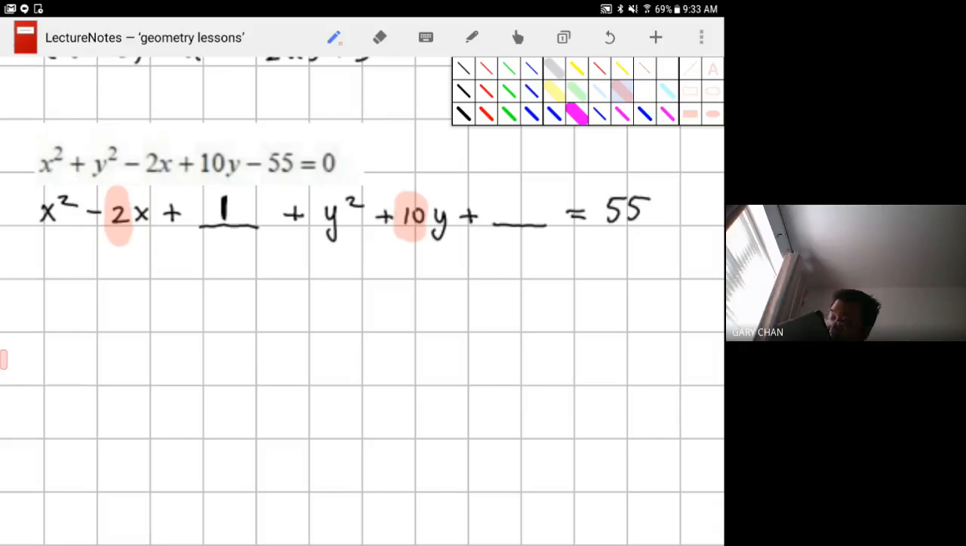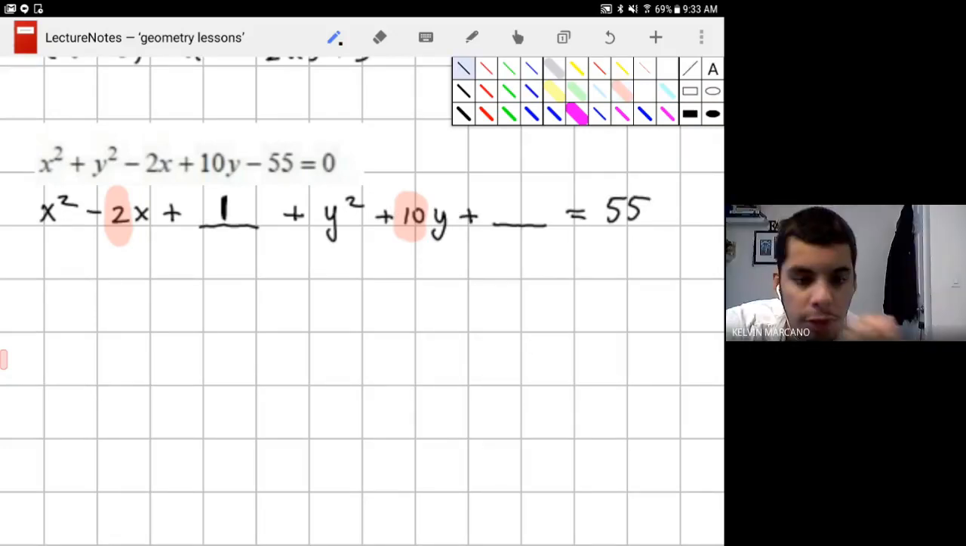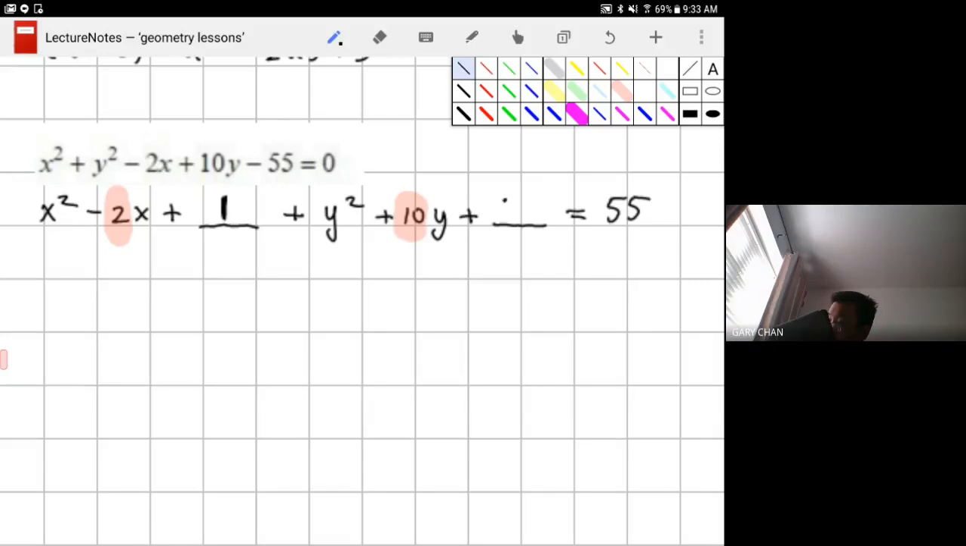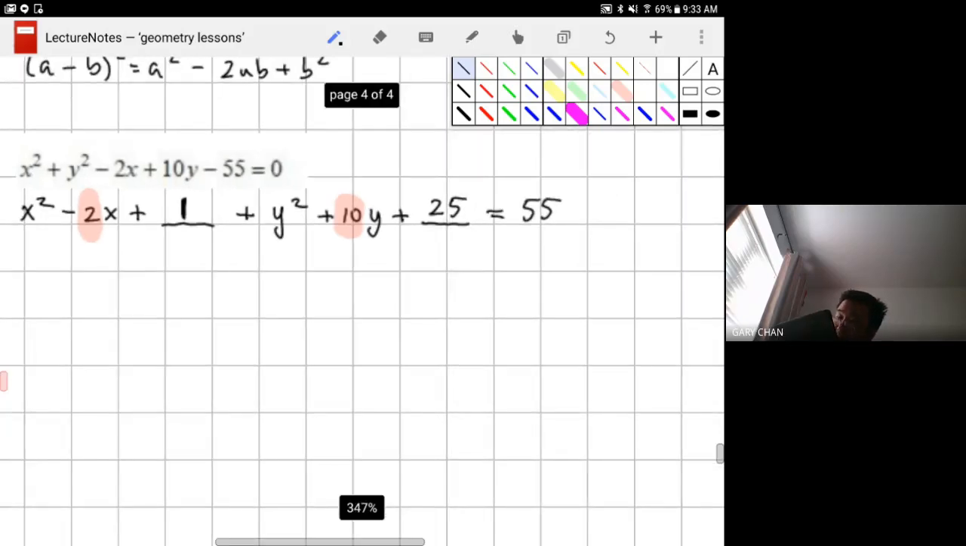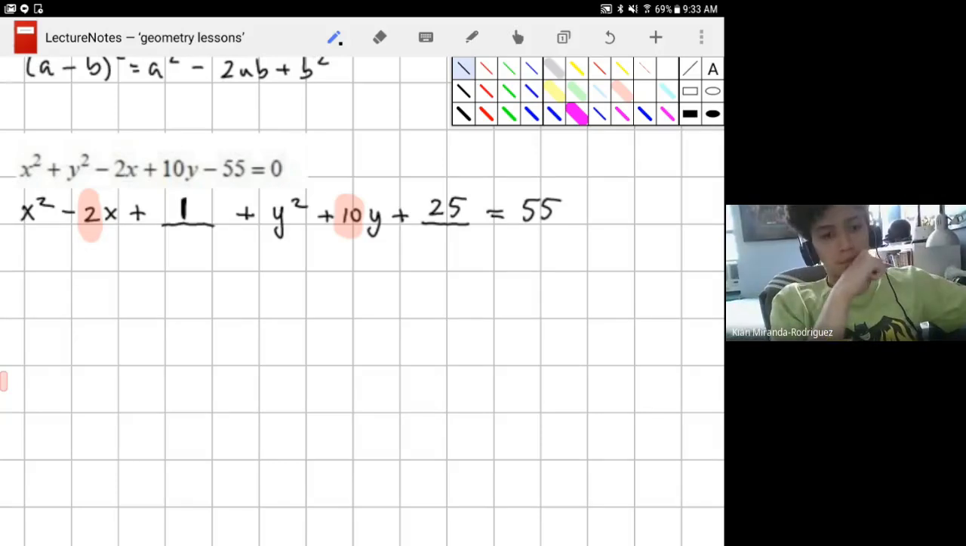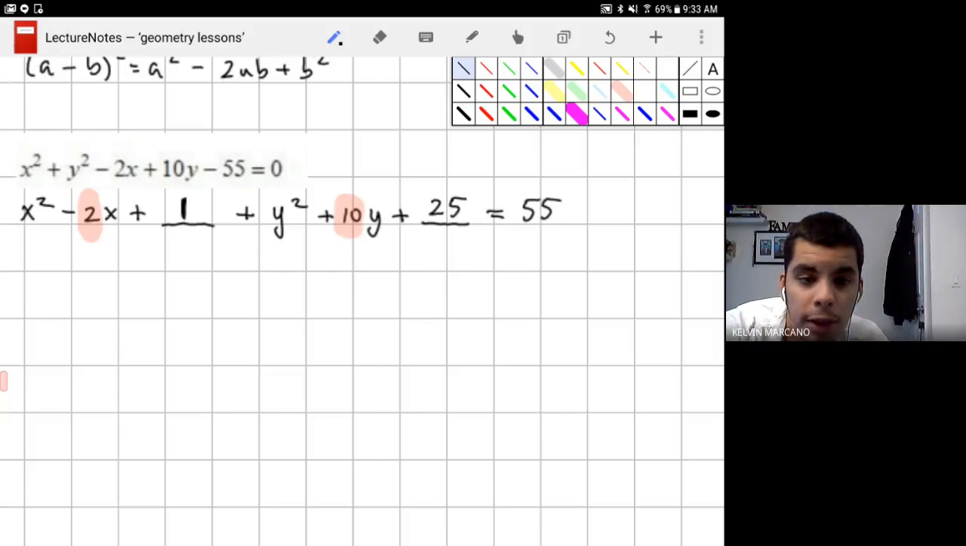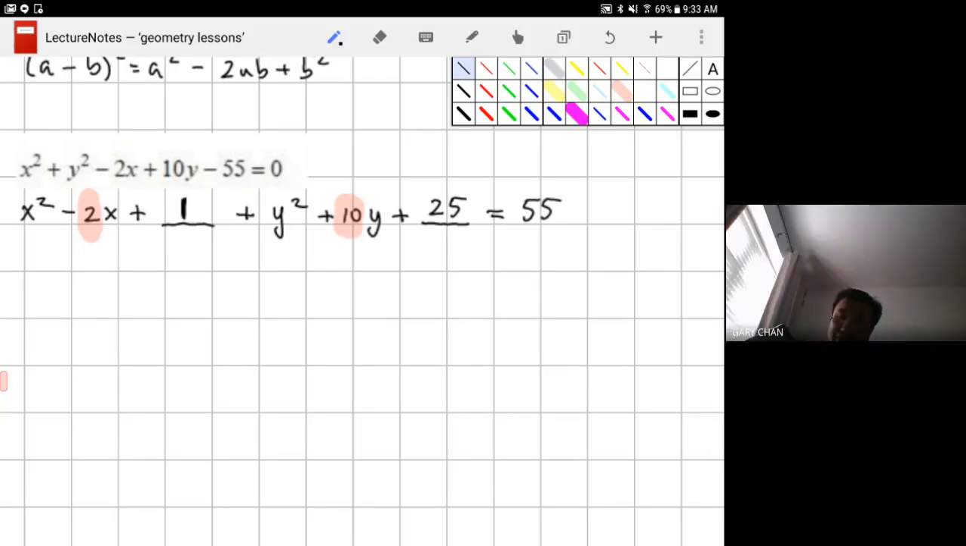5. And then square it. 25. There you go. So I have 25. Kian, what algebra rule did I just break right now? Remind me again? Okay. You have to add them on the right side. We got to add it over to the other side.